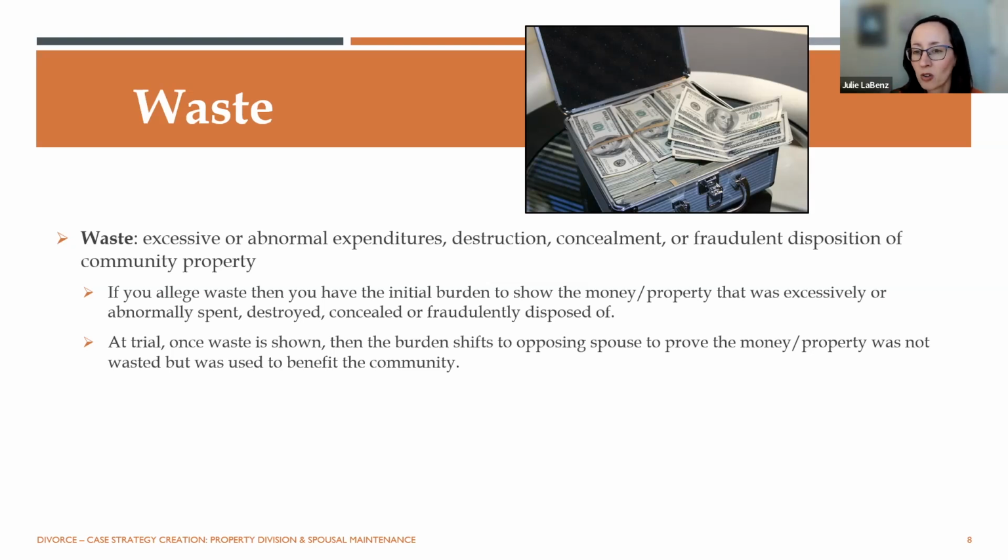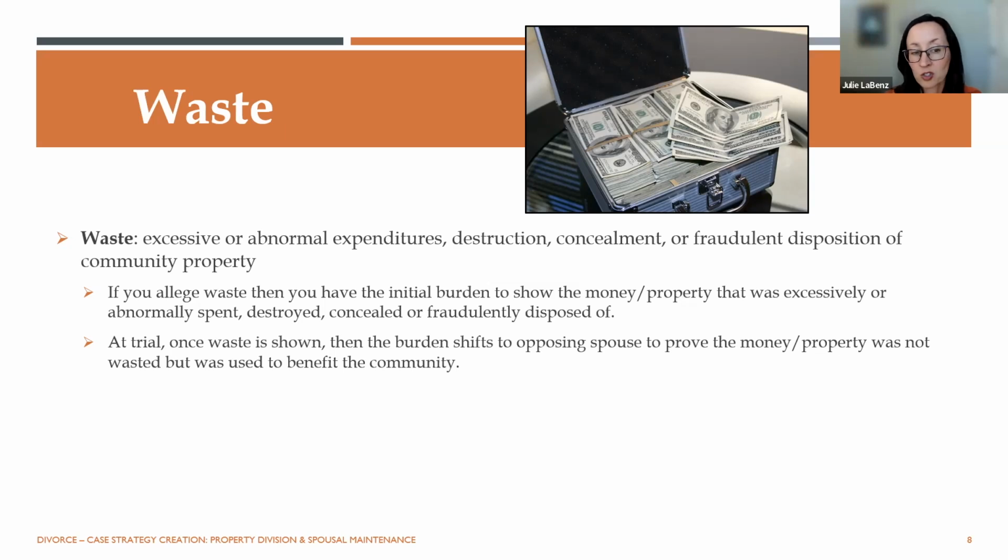However, although it's a no-fault divorce state, the court will look at wrongdoing with money and will potentially seek to balance the scales if there's some proof that one party wasted community assets. So waste is defined as excessive or abnormal expenditures, destruction, concealment, or fraudulent disposition of community property.